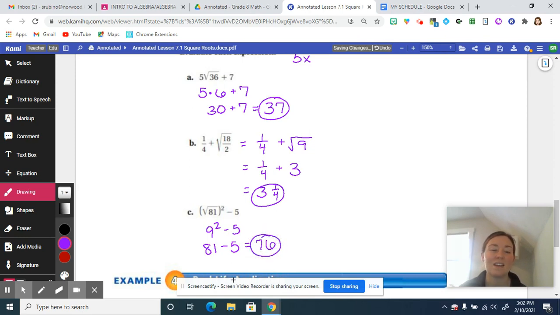We could have done this without this step here. We could have completely skipped this step, just knowing that this squared and this square root cancel each other out because they are inverse operations. We can jump right to 81 minus 5 equals 76, okay? Because taking the square root of 81 is just 9, and then when we square it again, it becomes 81. Okay, so that's how we can tell that this cancels each other out and they are inverse operations.